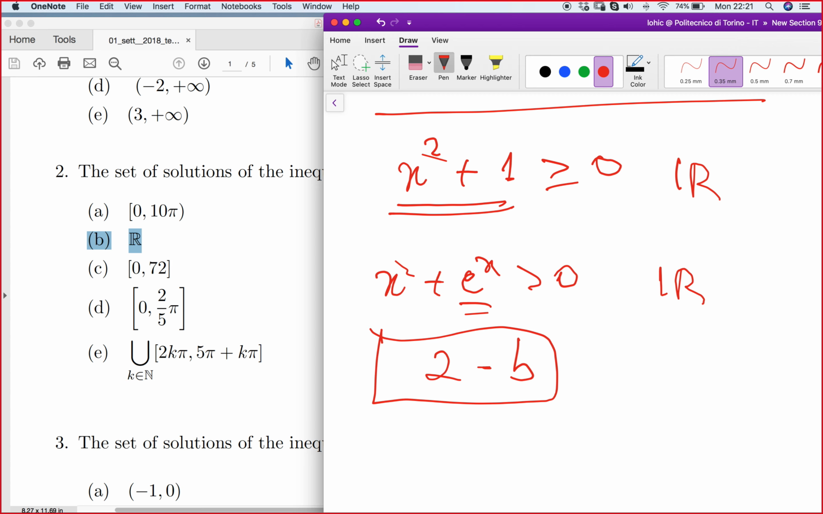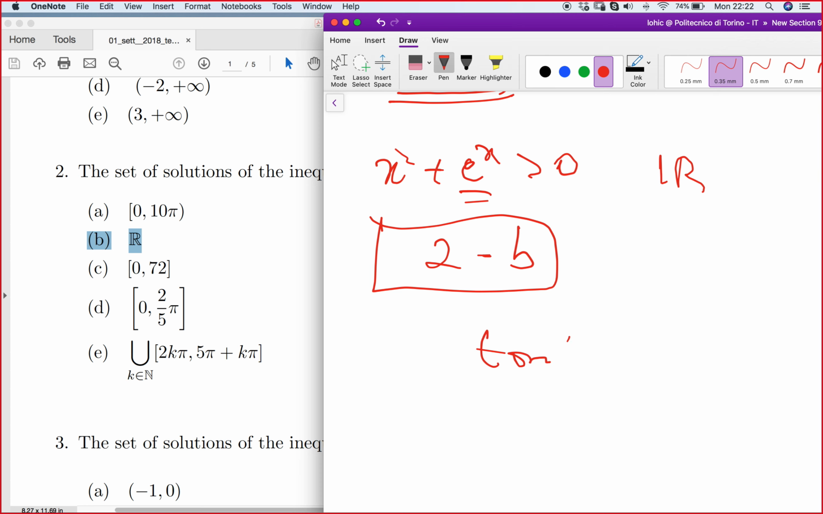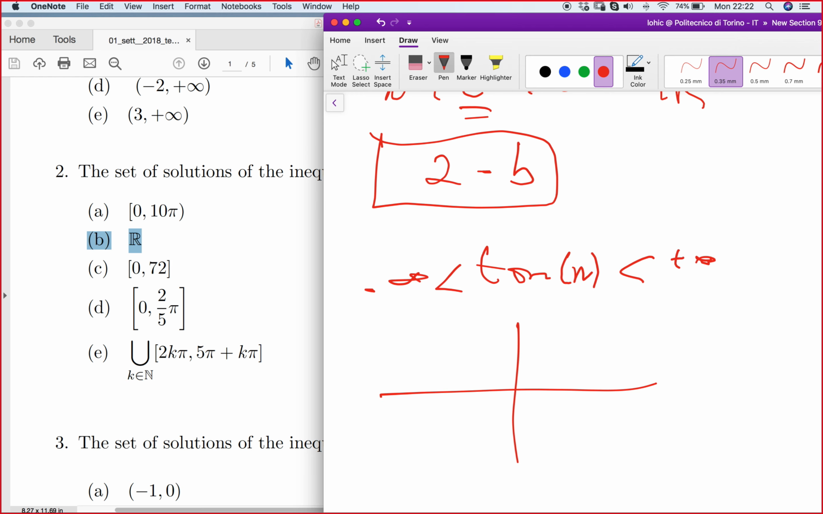Any question? The tangent of the quantity, no, but pay attention that the tangent of x assumes values from minus infinity to plus infinity, because the graph of the tangent, when you draw it, is something like this. You see that the possible values move from minus infinity to plus infinity. So for the tangent, this kind of argument doesn't work.